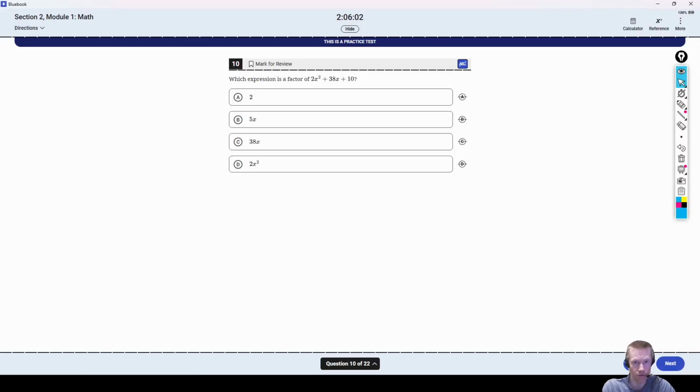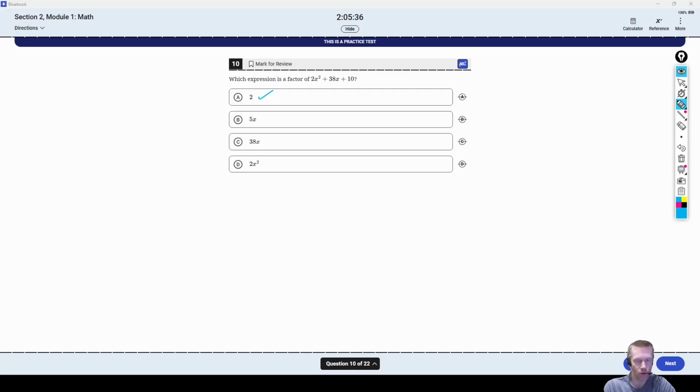Next question asking about a factor of this given expression here. So if you notice here, since there's only one term, it's really just asking for a GCF, that greatest common factor, that can be pulled out of all these terms. So going through some of the answer choices, do they all divide by 2? Yes, they are all even numbers, 2, 38, and 10. Okay, so it's probably going to be that, but let's check B, C, and D.